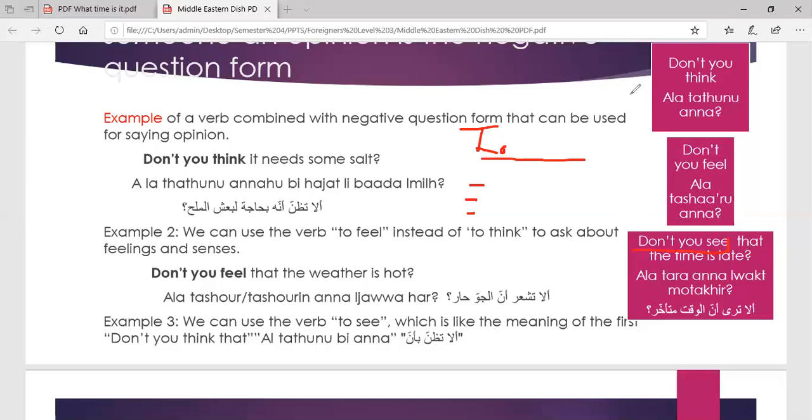So the three ways to answer a negative question form is don't you think, is don't you feel, and this don't you see. Don't you see? I'm sure all of them tomorrow will get this wrong in the quiz. I'm sure.